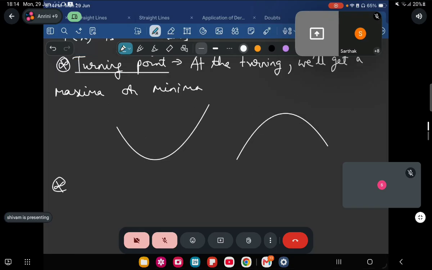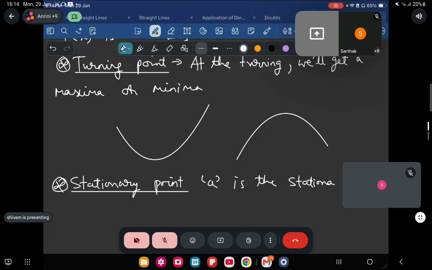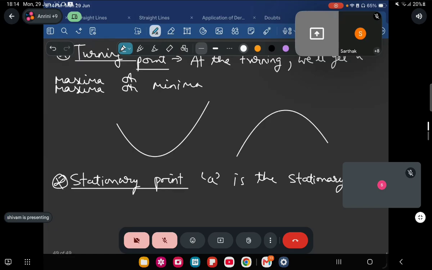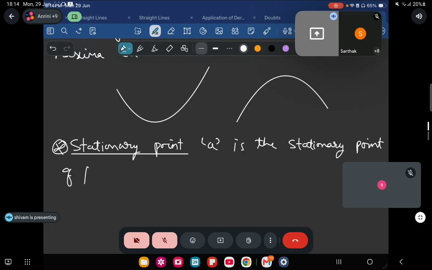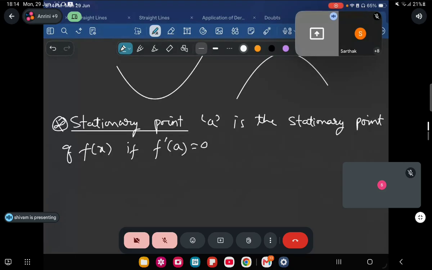Next, stationary point. A is known as the stationary point of f of x if f dash a is equal to 0. If you find that f dash a is equal to 0, then a is the stationary point of f of x.